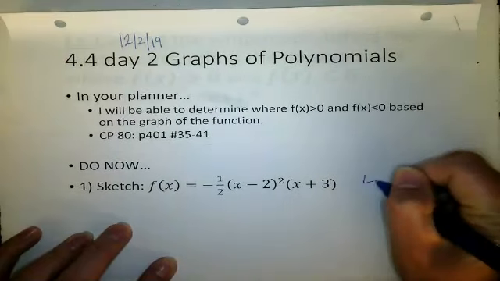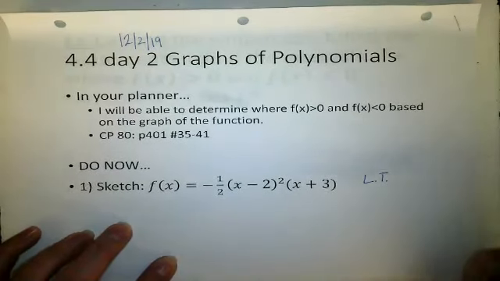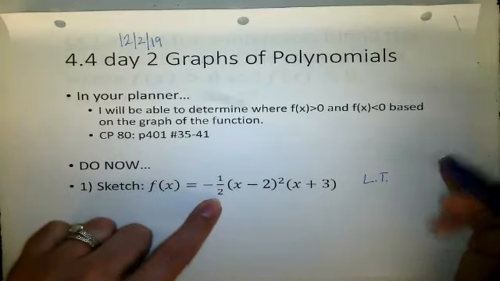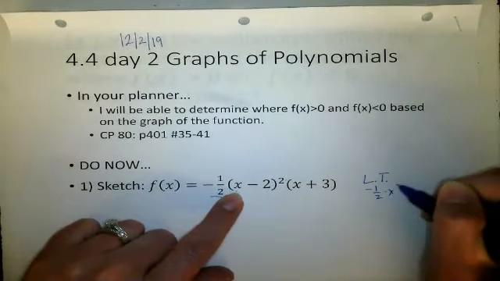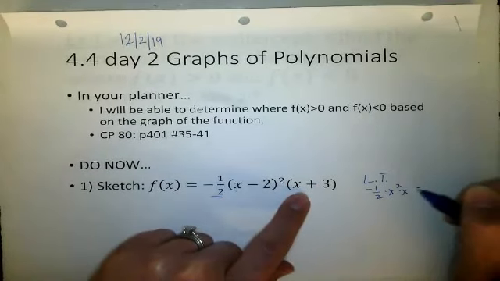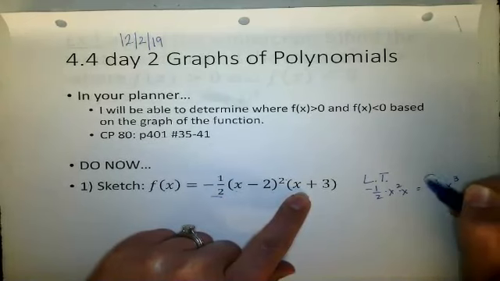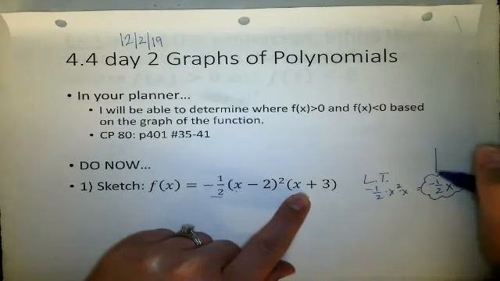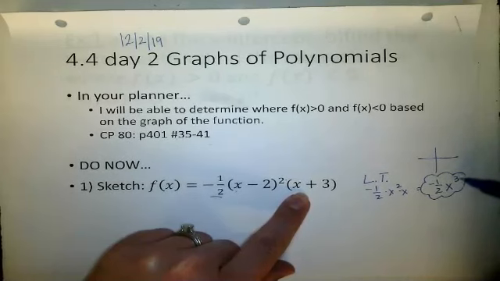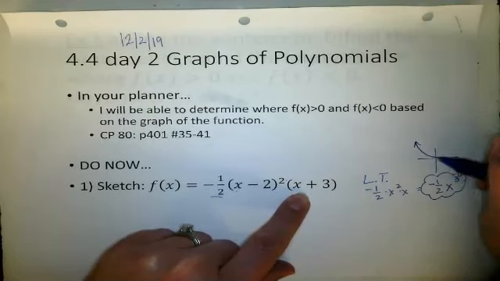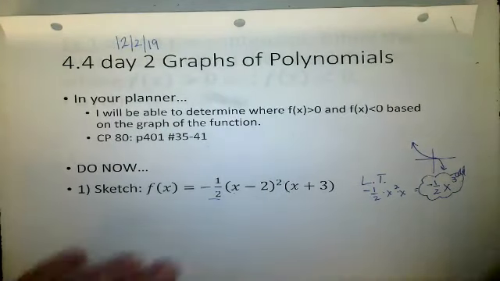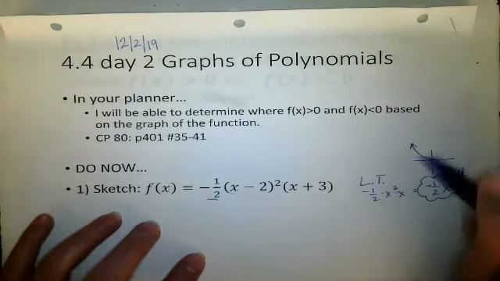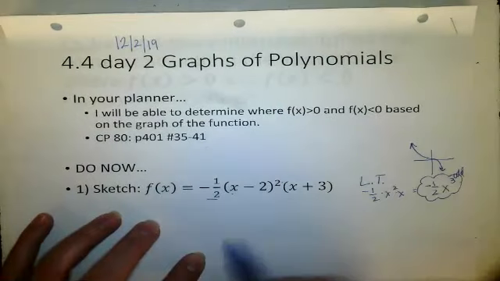So first, I want to find the leading term, LT. If you look at this in factored form, we can see we have a negative 1/2, an x being squared, and an x to the first power, which gives me a leading term of negative 1/2 x cubed. And if you remember from last week, those are odd arms, and they're decreasing. So it starts up high on the left and low on the right. Once we know where the arrows begin and end, then we can find the zeros.